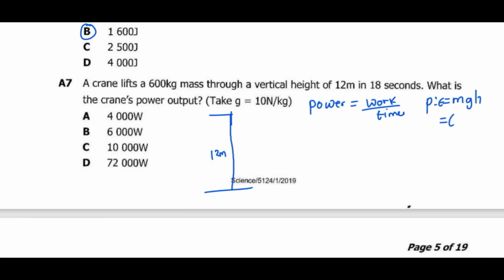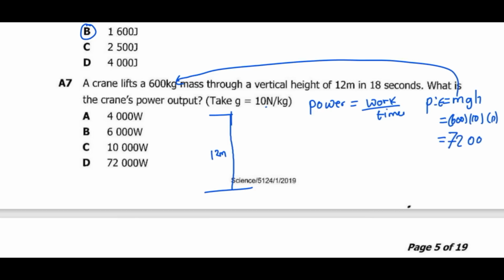So we know that the mass is given, 600, times the gravity, which is also given, 10. Then the height is 12. So we have 600 times 10 times 12. So I'm getting 72,000 joules as our work done.